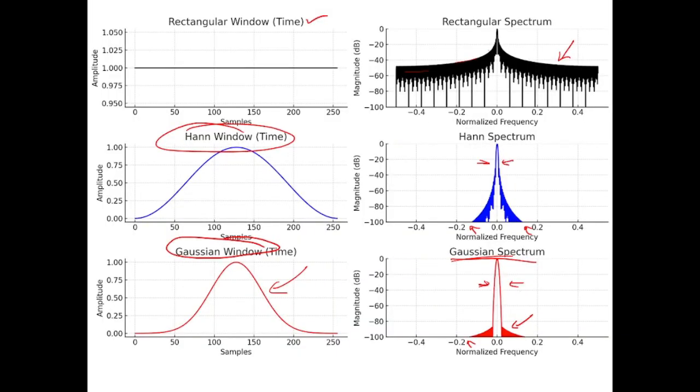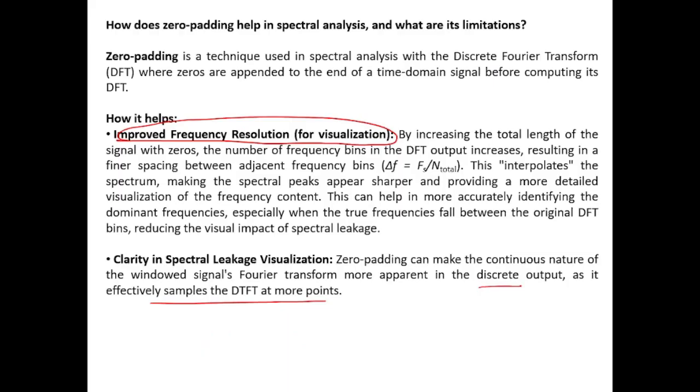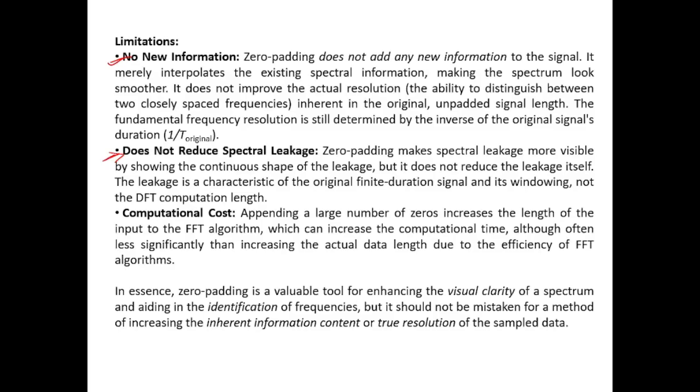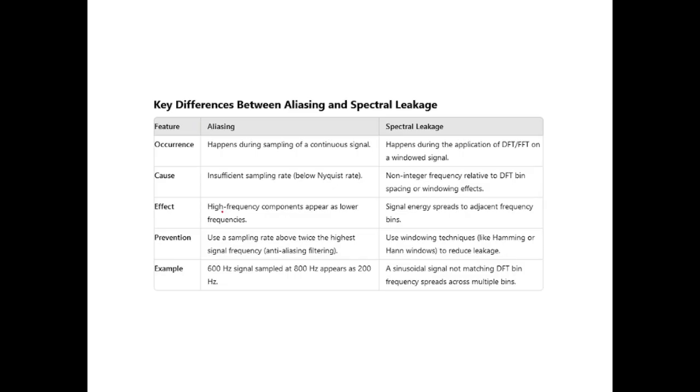If you see in the Hann window, the tapering rate is quite fast over here, but in the case of the Gaussian window, it is very slow. So we have to use a window function wherein the tapering is happening at a lower rate. If you are having a window whose tapering is happening at a higher rate, then it will increase the spectral leakage. Okay. Another important thing, if we increase the zero padding, it will increase the computational cost. Okay. So these are some of the key differences between aliasing and spectral leakage.